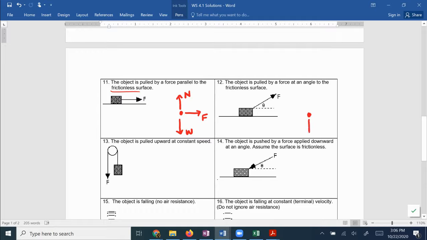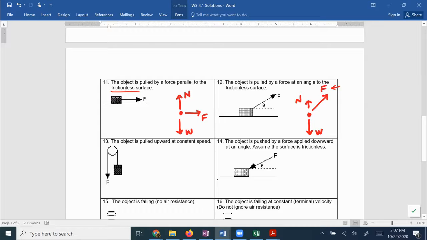Okay, now this one is very interesting. So we have the weight force, we have the force that is being pulled in this direction, and this next one is very interesting because the normal force is actually going to be smaller than your weight force. And here is why, right?